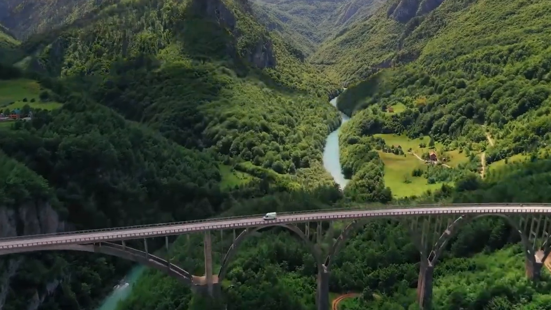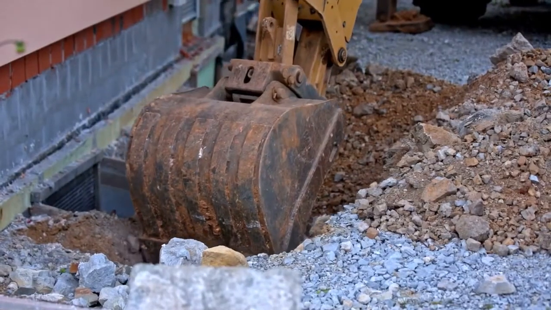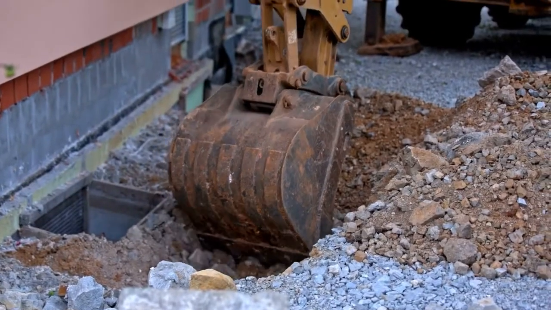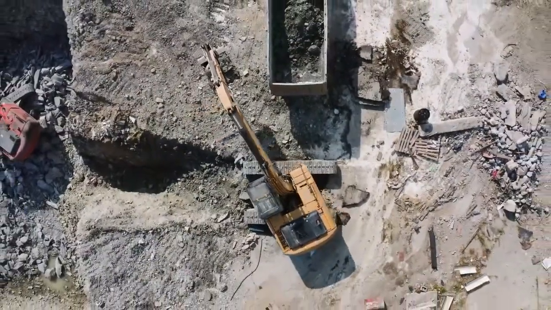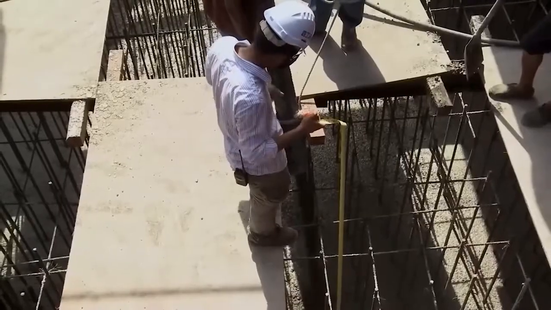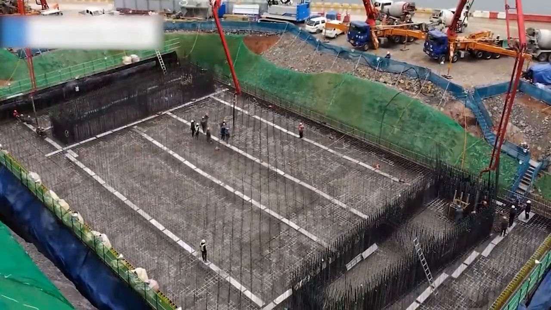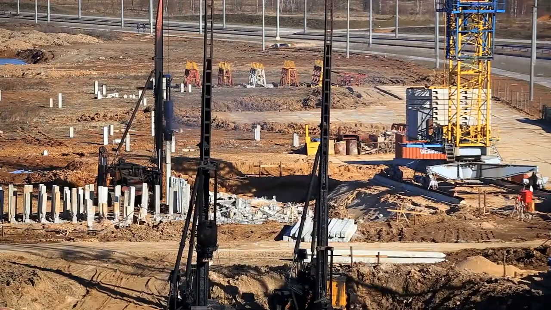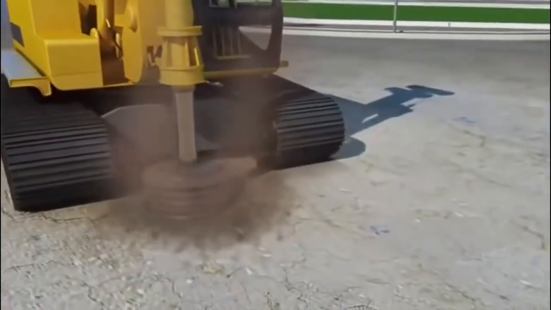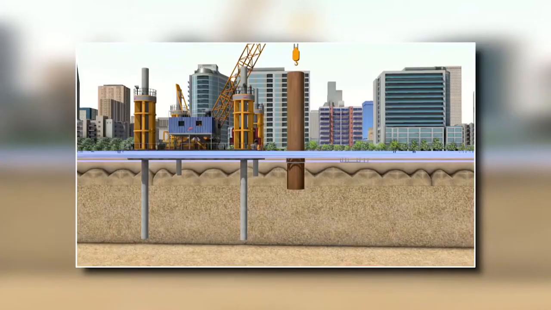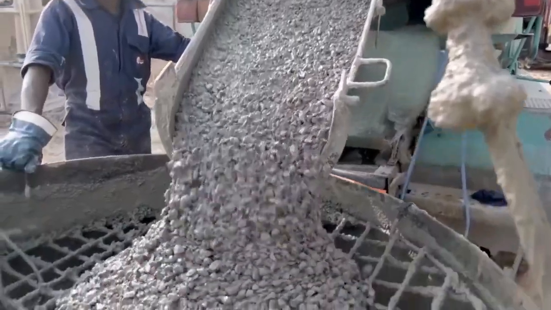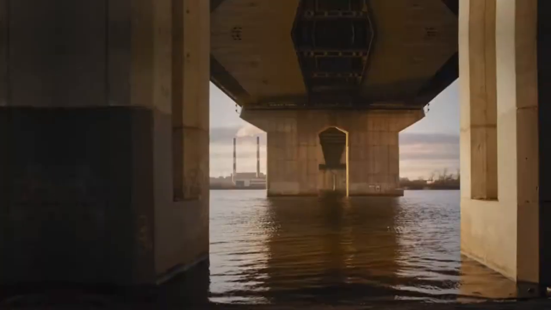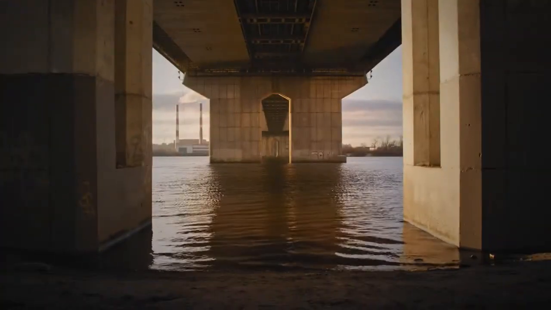The first step in building a foundation is to excavate the area where the foundation will be located. This may involve removing rocks, debris, or other obstacles from the site. Once the site has been cleared, the foundation can be constructed. For pile foundations, holes are drilled into the ground and steel or concrete piles are driven into the holes. The piles are then capped with a concrete slab, which provides a stable base for the bridge to rest on.